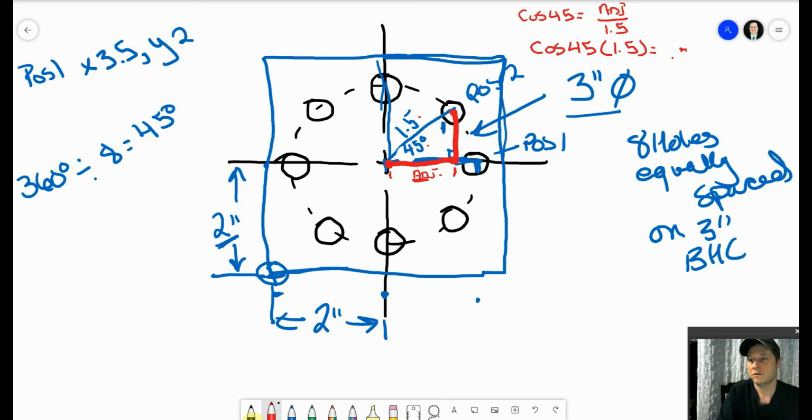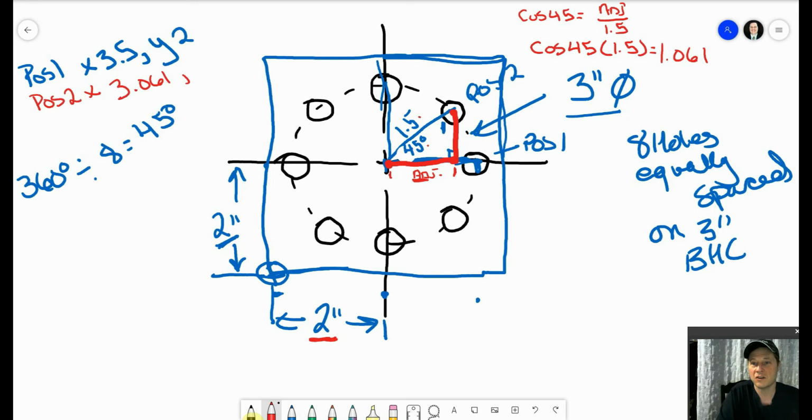All right, so let's try it again just to make sure. Adjacent over hypotenuse, cosine 45 times 1.5 is 1.061 rounded. So this is our x-axis that we solved. So we could write over here position 2 is x. We know it's 1.061 plus 2 inches. So it's going to be 3.061. And what is our y position?